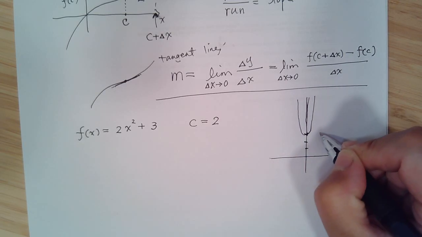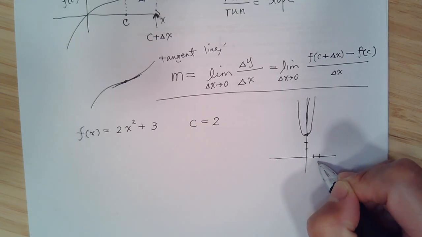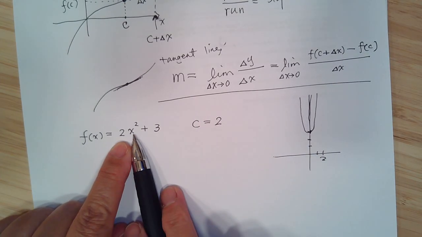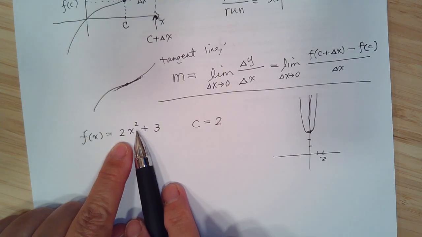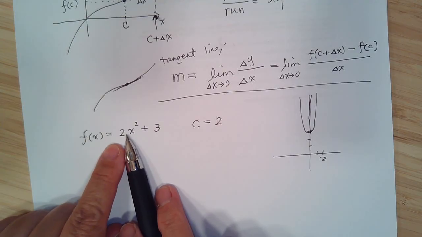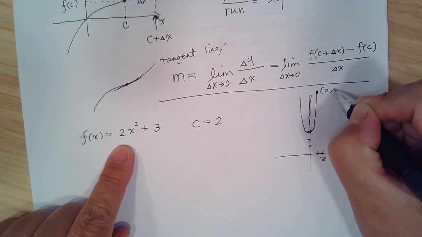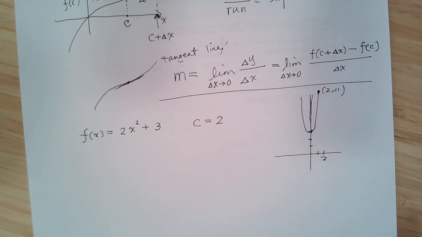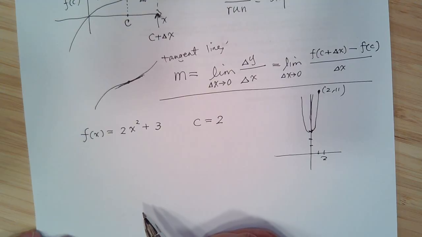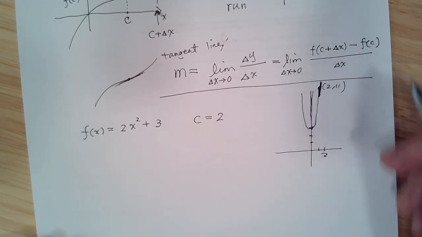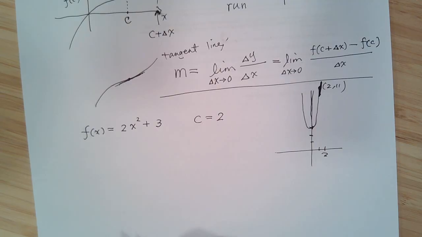It should look like this. And then when x equals 2, for 2 squared, which is 4, times 2 is 8, and so there's a point here, it's (2, 11). I couldn't draw it, but you know there's a point there at (2, 11). So we're looking for the slope of the tangent line at that point.